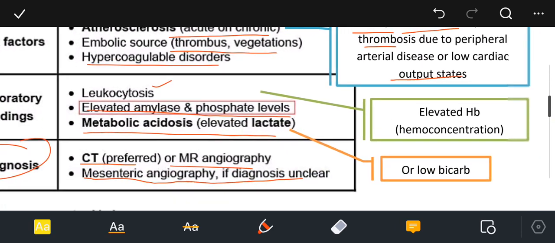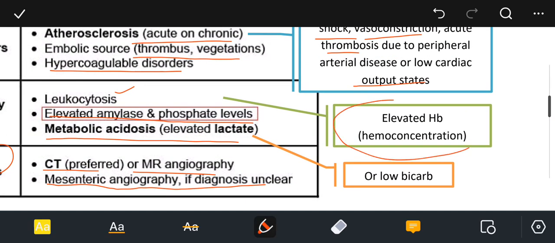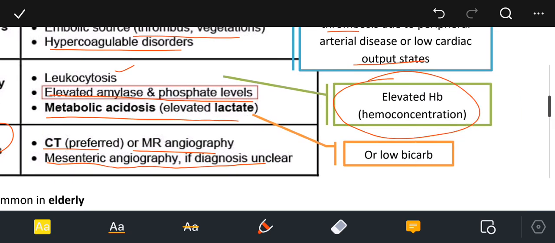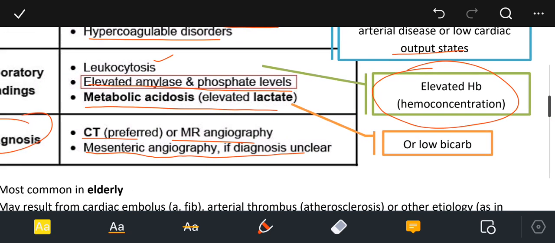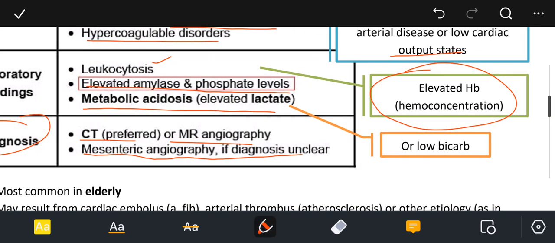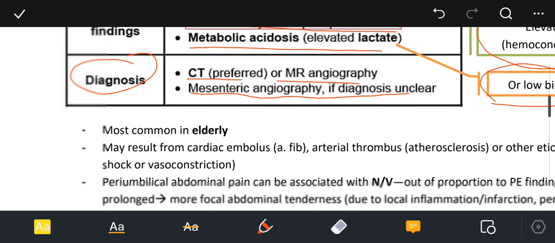Elevated hemoglobin will also be a finding in mesenteric ischemia because of hemoconcentration. And the diagnosis, metabolic acidosis because of elevated lactate and low bicarbonate will also be a lab finding.